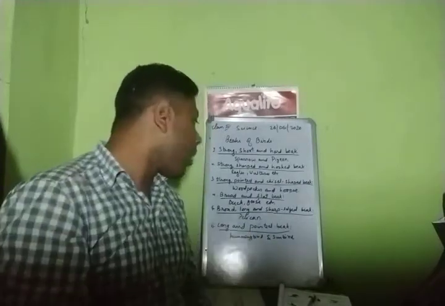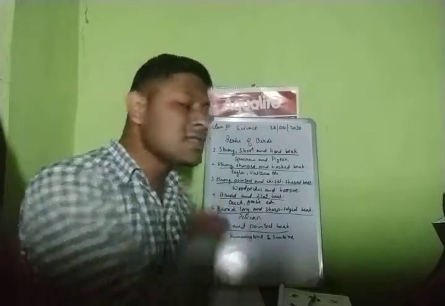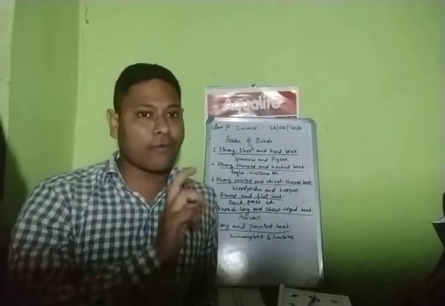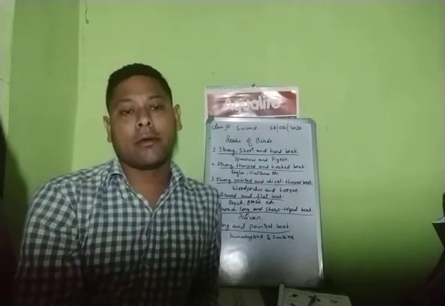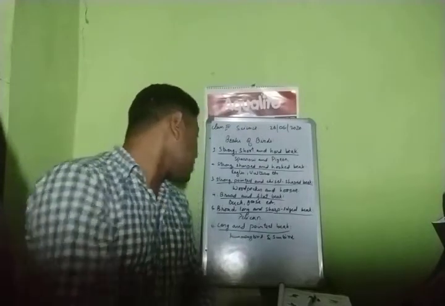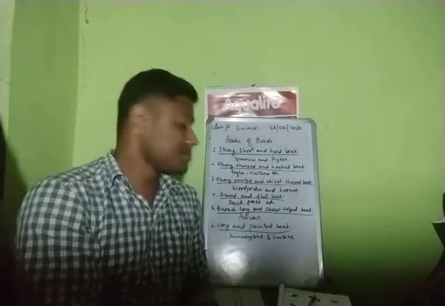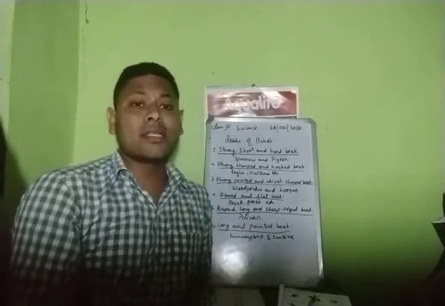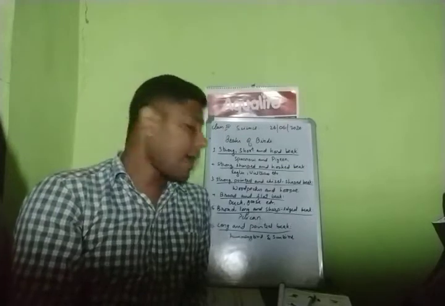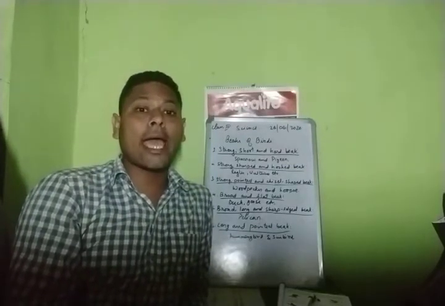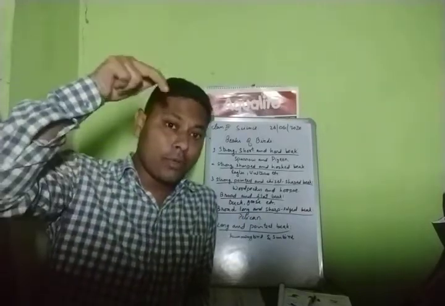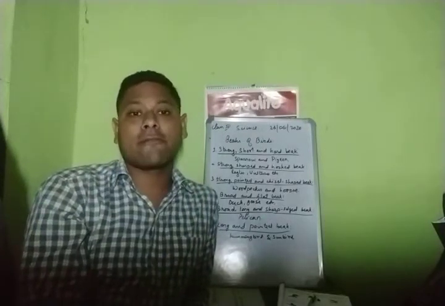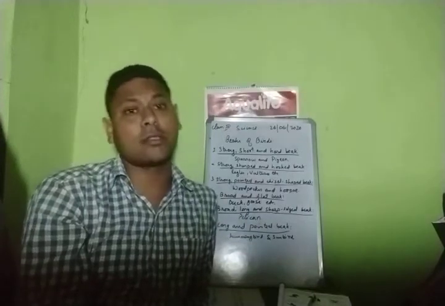Point number 5 says broad, long, and sharp edged beak. Birds like the pelican are fish eating birds. They eat fish, frog, as well as small water plants. So they are found in the riverside or the pond. The last is the long and pointed beak. Birds like the hummingbird and the sunbird have long and pointed beaks to sink into the flowers to get the juice, that is nectar, from the flower, and they feed themselves with this nectar or fruit juice.